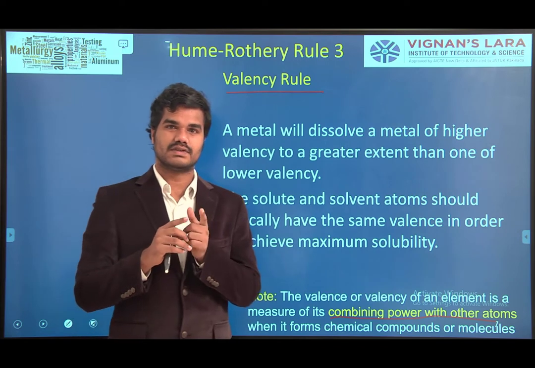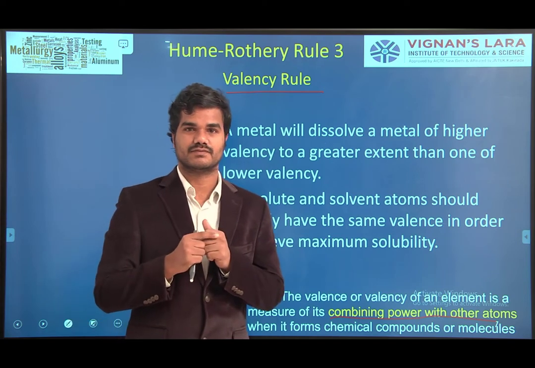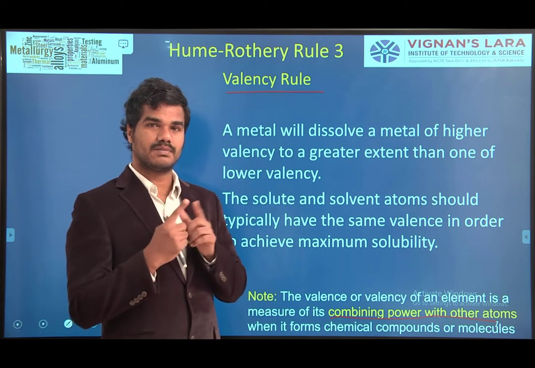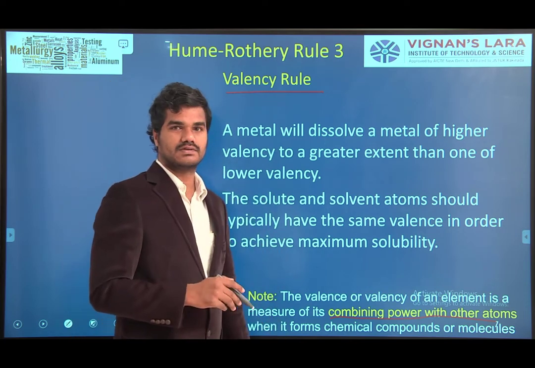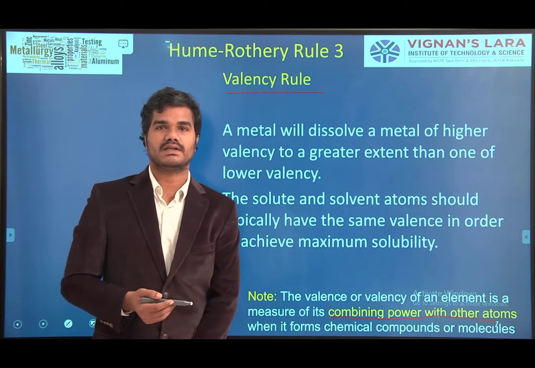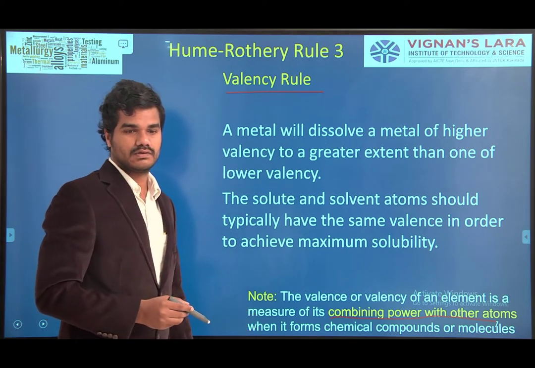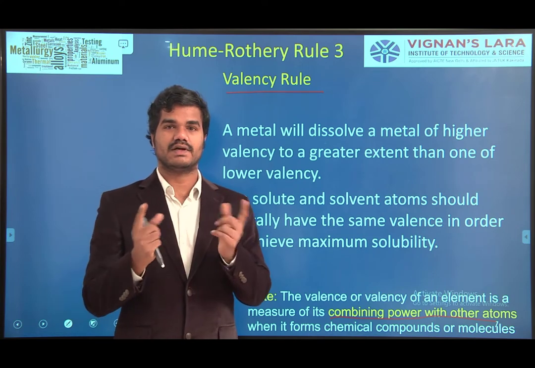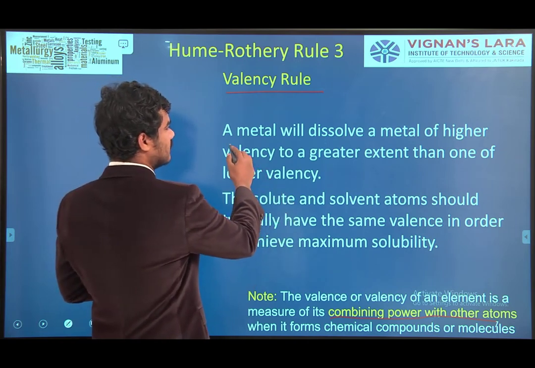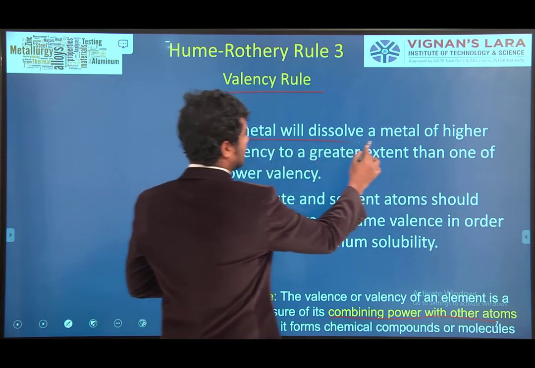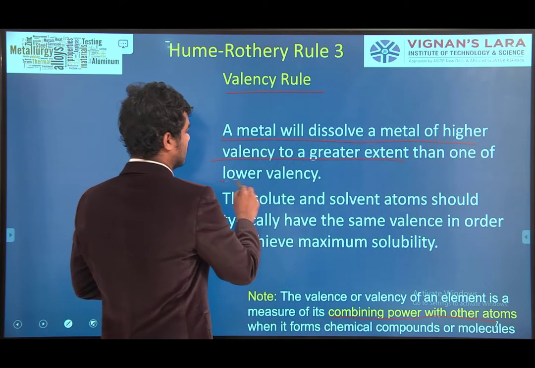So A atoms and B atoms should be in a position to combine. That tells about the valency. Valency tells whether they are able to combine well or not. Combining power with other atoms is called valency. So for combining two materials, how this valency should be, Hume-Rothery rule 3 tells about that. A metal will dissolve a metal of higher valency to a greater extent than one of lower valency.